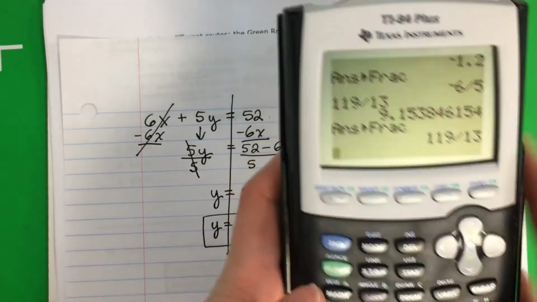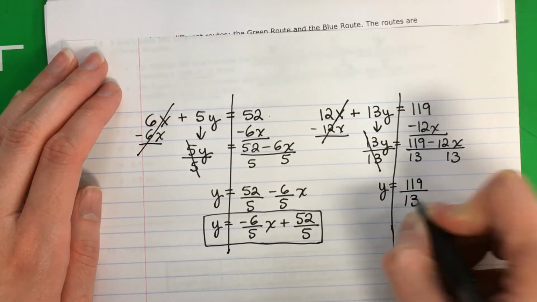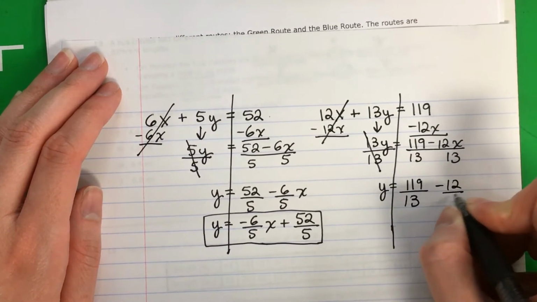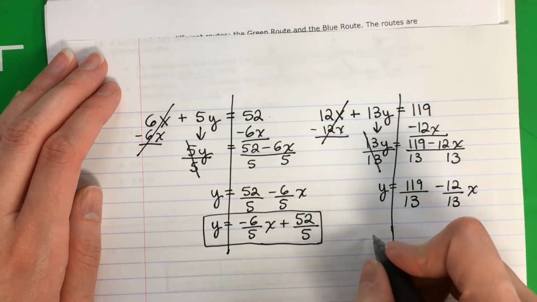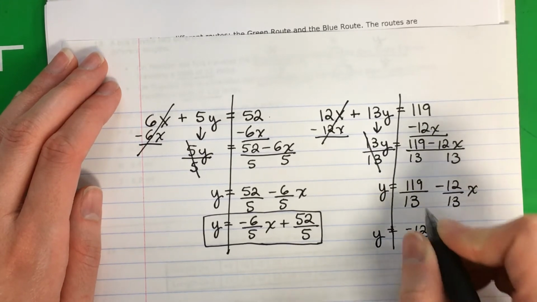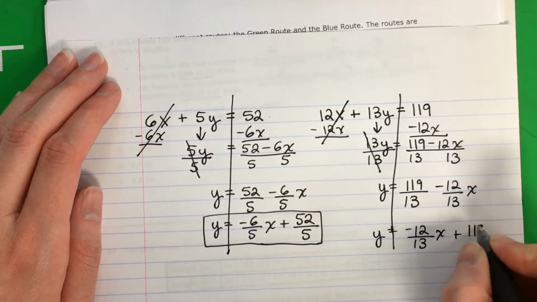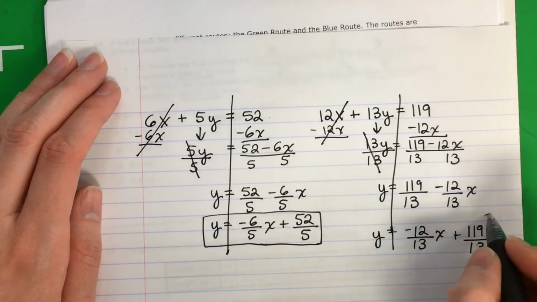Probably the same thing. Yep, the same thing. And negative 12 divided by 13 is the same in the calculator, and we are going to switch. So y equals negative 12 divided by 13 x, and that's a positive 119 divided by 13.